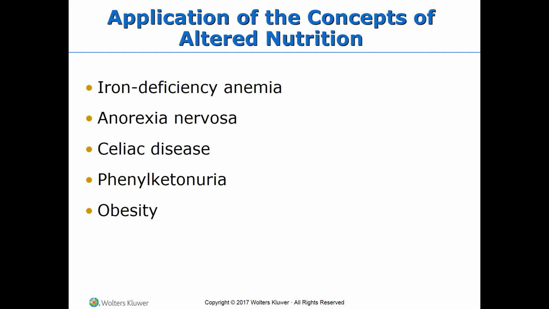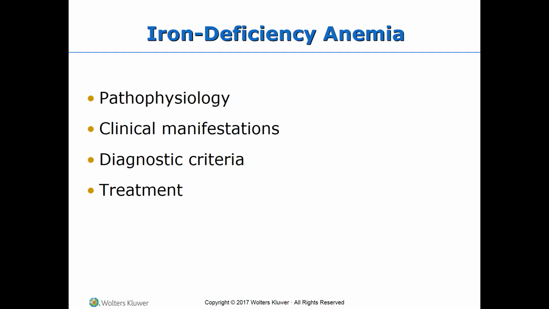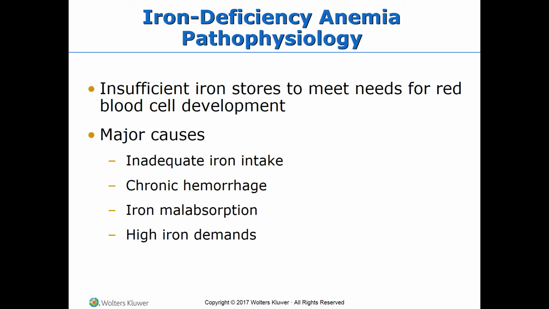Okay, so now let's move into the concepts of altered nutrition. So first, let's start with iron deficiency anemia. Anemia is the reduction of the red blood cells and the consequent reduction of hemoglobin levels. The major causes for anemia will be the lack of iron in the diet, if the person has a chronic hemorrhage, if the person cannot absorb the iron, or if the person has a physiological state in which the person requires more iron than usual.